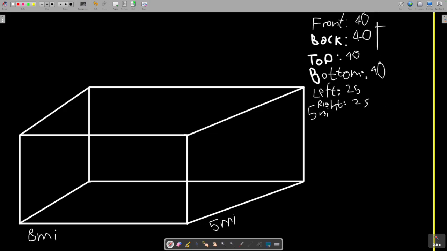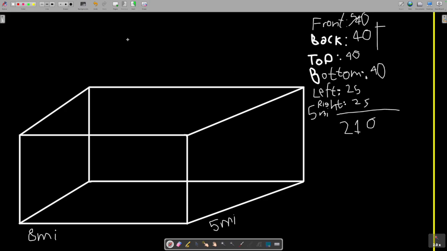And then let's add these up. 40 plus 40 plus 40 plus 40 is 160, plus 25 plus 25 is 50, so we will have 210.